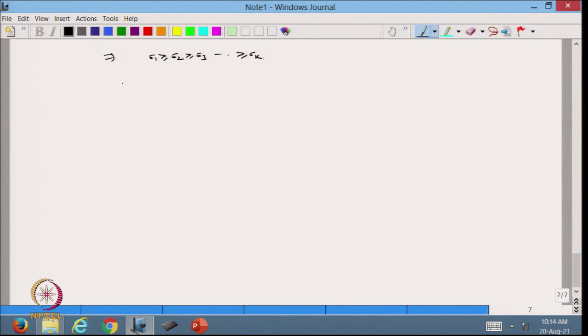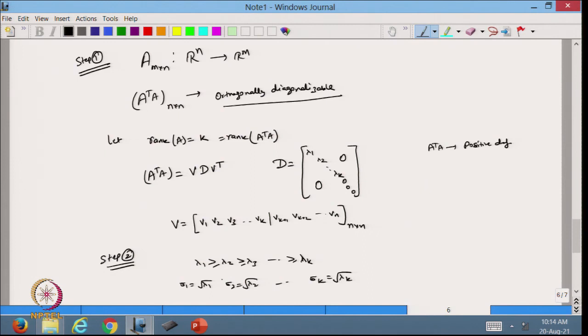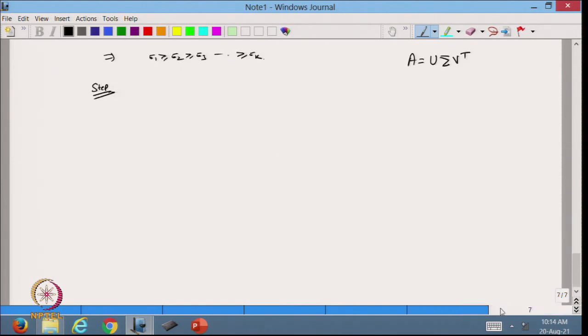So, this I will put in step 2. Now, after doing this one, I need to find the value of U, because in our singular value decomposition I am going to do A is equal to U sigma V transpose. So, V we have already been able to find. So, now we are going to find U.